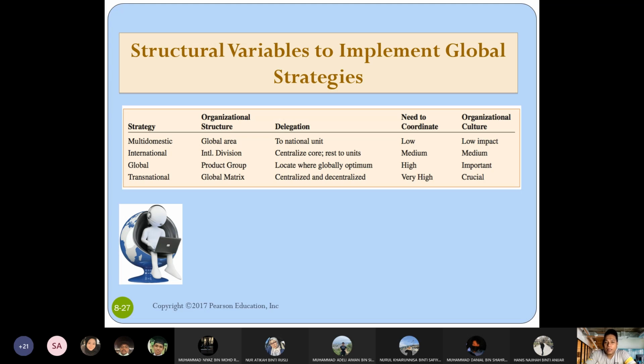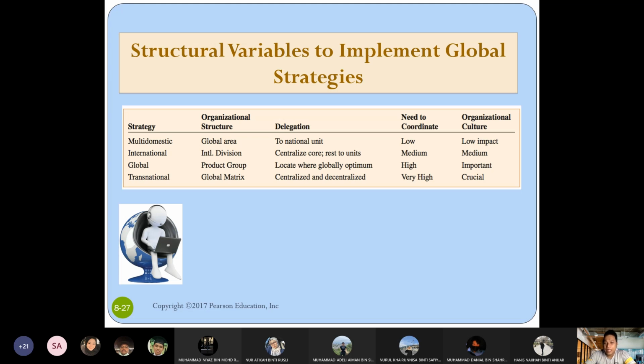And then for need for coordination, multi-domestic is low, with almost no need for coordination. And then international has a medium coordination. And for global, they have high coordination. And for the transnational, if you choose it, of course the coordination is very high.